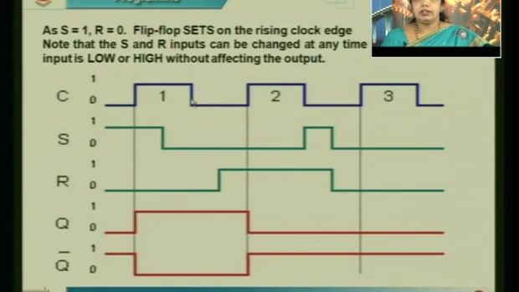In between, you can just see here before this next edge starts, S has been flipped to 0 and 1, but my output remains as it is. So this is what we are talking about: the edge triggered SR flip flop, which triggers the output changes with respect to the positive edge of the clock. It can also be triggered on the negative edge of the clock.